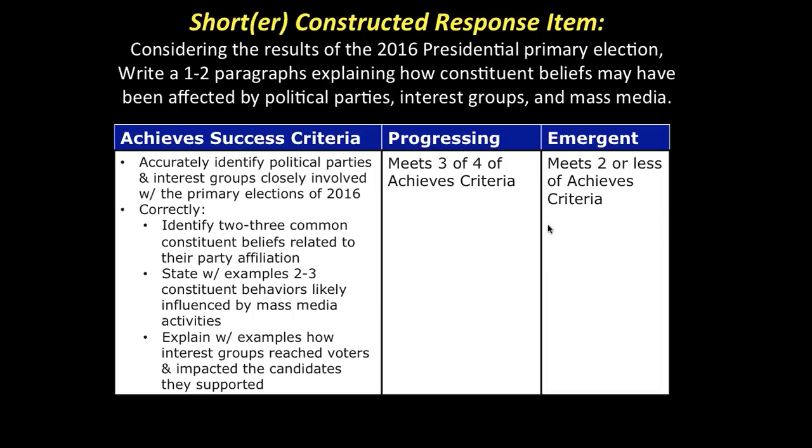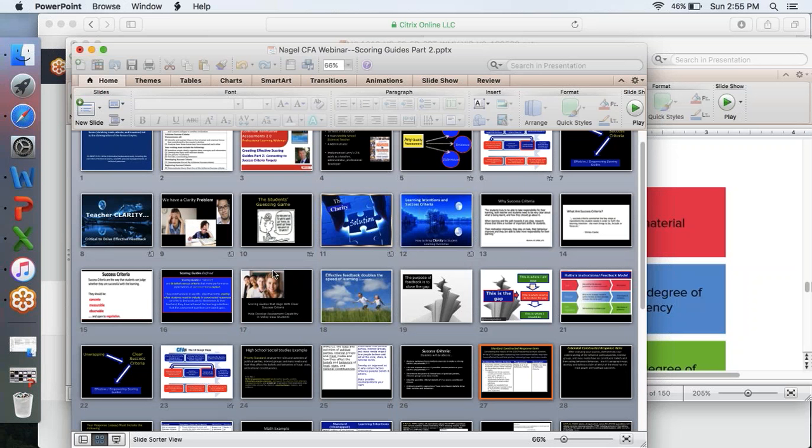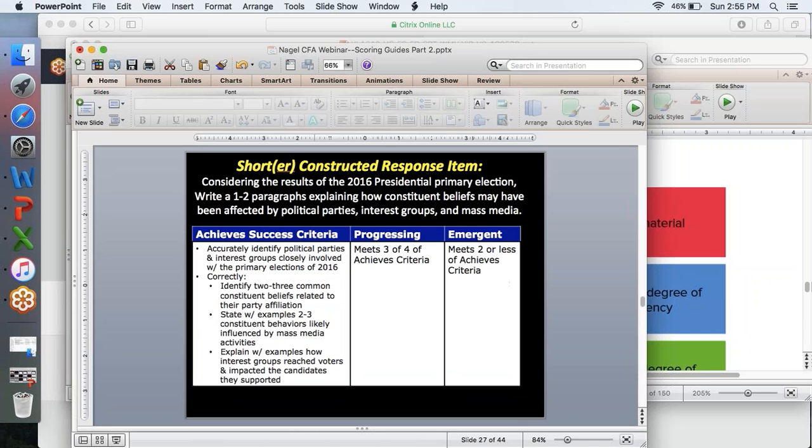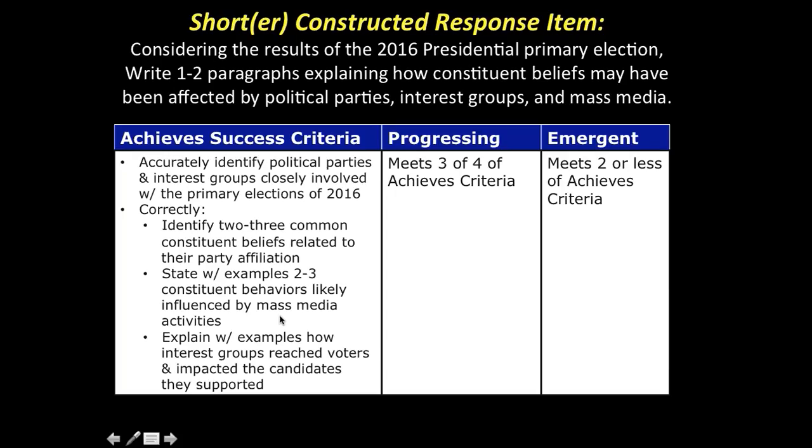But their question to the students was, considering the results of the primary election back in the spring, write a 1 to 2 paragraph essay explaining how constituent beliefs may have been affected by political parties, interest groups, and mass media. So they wanted the students to write 1 to 2 paragraphs. I'm just going to go back and fix that here just in case anybody is confused about it. There we go. Now, we see the achieves criteria. Accurately identify political parties and interest groups involved in that election. Identify 2 to 3 common constituent beliefs. State 2 to 3 constituent behaviors influenced by mass media. And explain how those examples reached voters and impacted the candidates they supported.